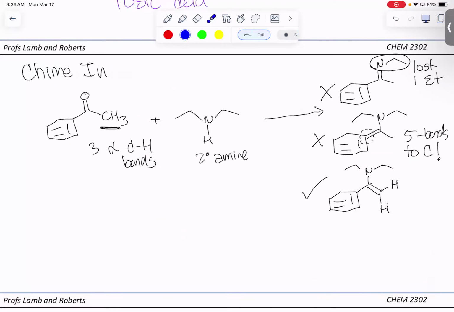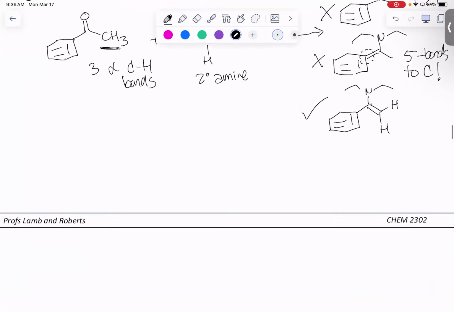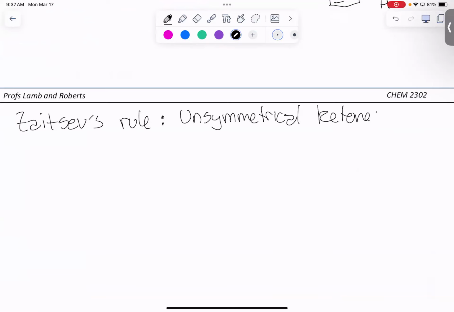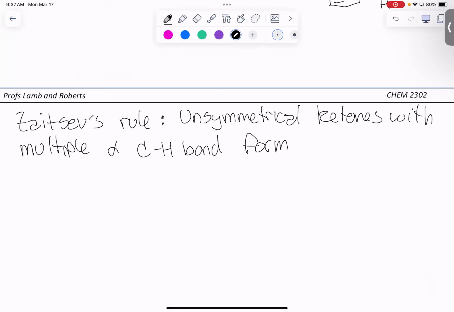And before we get into our next chime-in question, I just want to cover recalling Zaitsev's rule. This you learned in 2301. All right, and in this case, unsymmetrical ketones with multiple alpha CH bonds form the more substituted alkene.